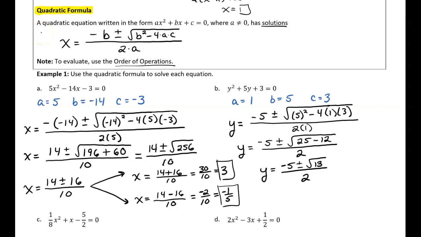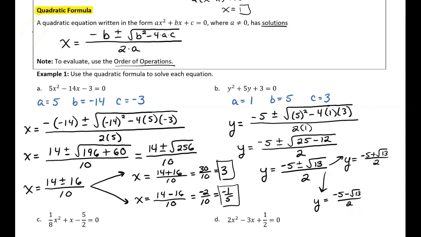So from this point, we want to split it apart. We want our version with the plus and one with the minus. So I'm going to have y is equal to negative 5 plus the square root of 13 divided by 2. Go ahead and do the other one down here. y will equal negative 5 minus the square root of 13 divided by 2.